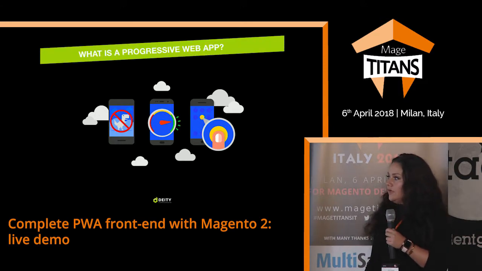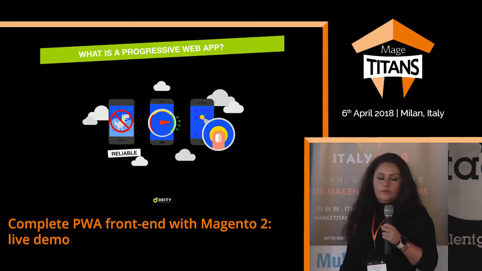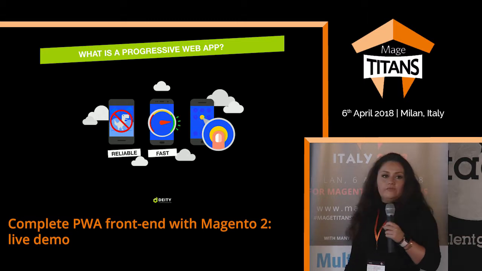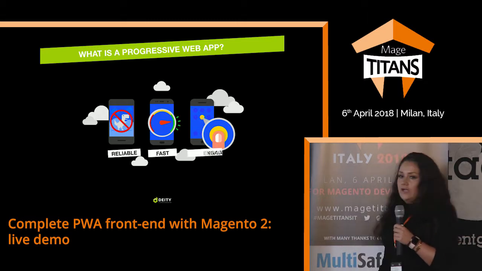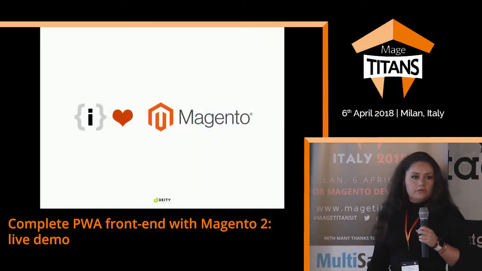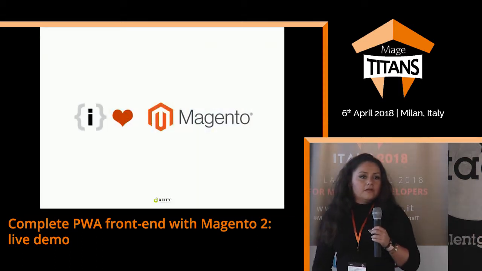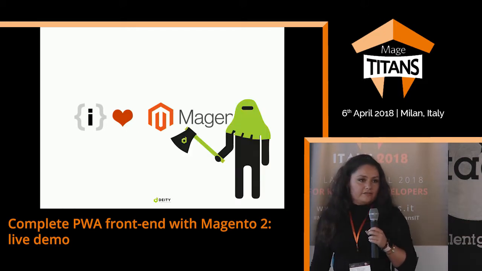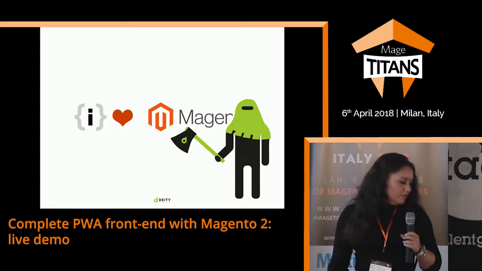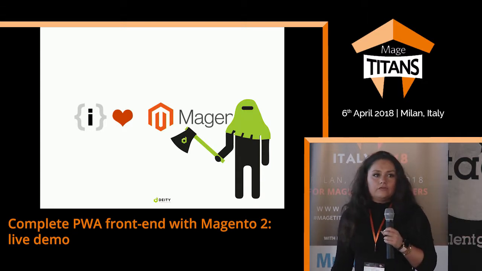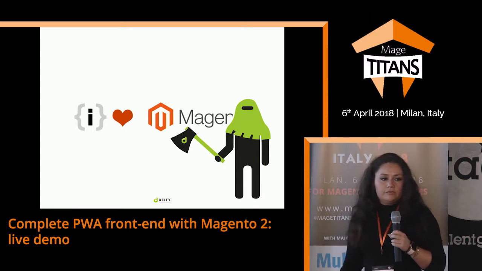When we look at a progressive web app, we have something which is reliable, network independent. We have something that is extremely fast, and we need to have engagement there. So, don't get me wrong, we love Magento. But what we did with Magento, we cut off its head. Because we didn't like the front end. And we thought we could do this better, much better, by building progressive web apps.